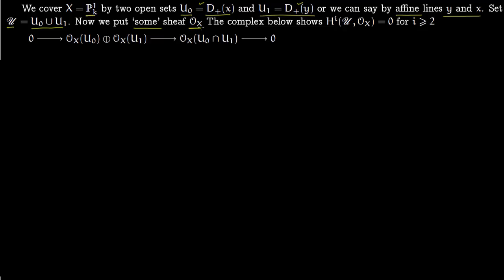We are not specifying the sheaf as yet. We are going to put two different sheaves, and they will give us two different results for Čech cohomology. But right now you just put any sheaf on the two sets, U0 and U1. If you put one on something like this, this is what you will get for just some space like this. So this is what your complex will look like. This is our C0, C1, and C2, C3 and so on are all zeros.